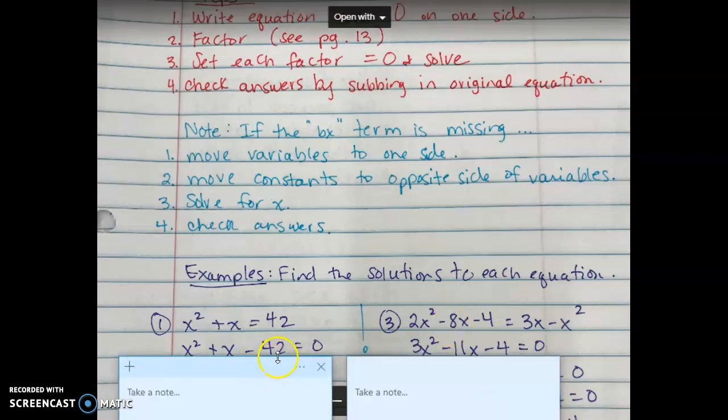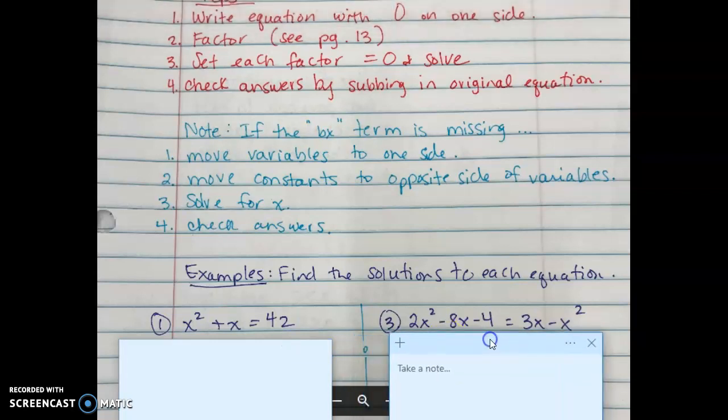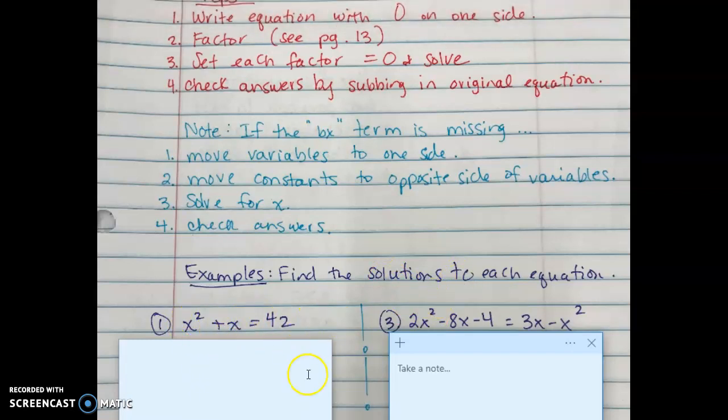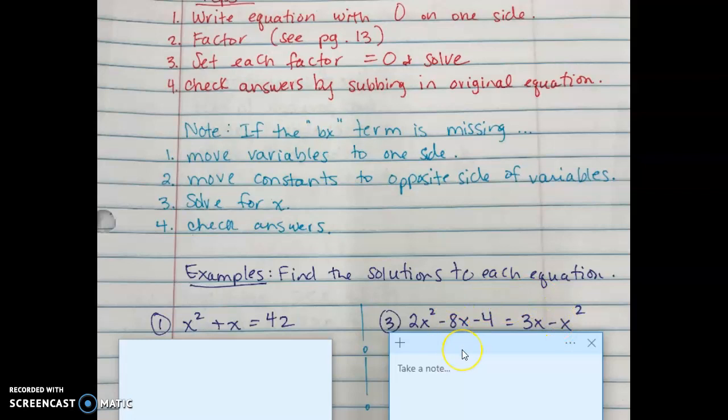Okay? For the first example, the directions say to find the solutions to each equation. Solutions mean find the values of x that when you square it and add x, you get 42. Or when you plug it into this equation over here, you get a true statement on the left and the right-hand side. They both equal the same number.